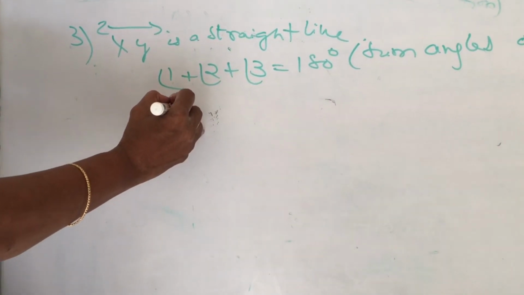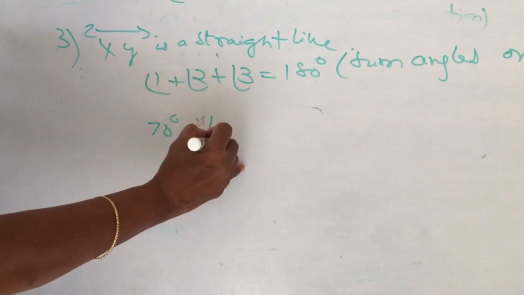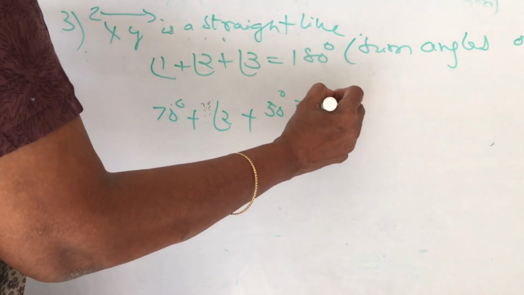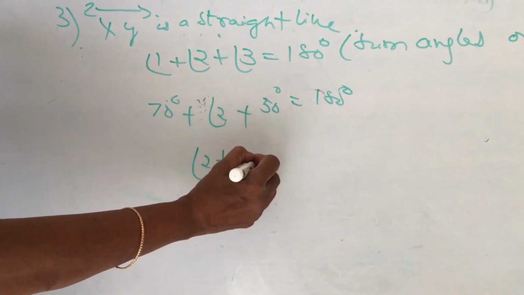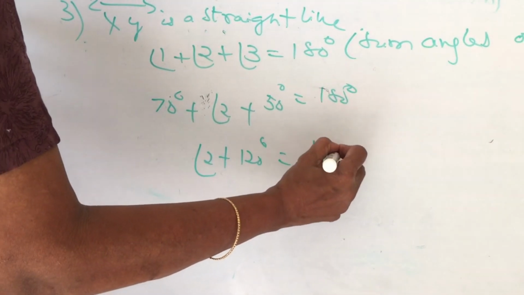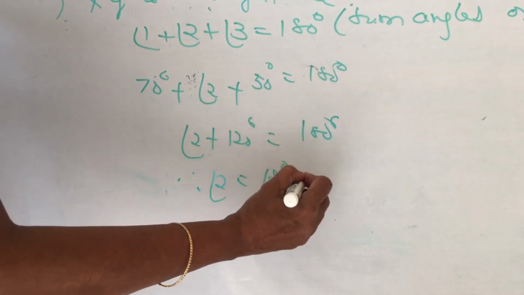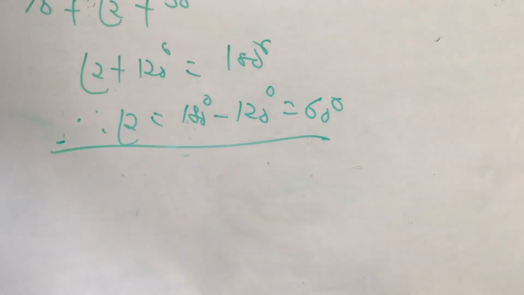Angle 1, what did you get? You have solved now. 70. Angle 2, you did not know. Angle 3, 50. 70 plus 50, children, 120 degrees. Therefore, angle 2 is equal to 180 minus 120, which is equal to 60 degrees.